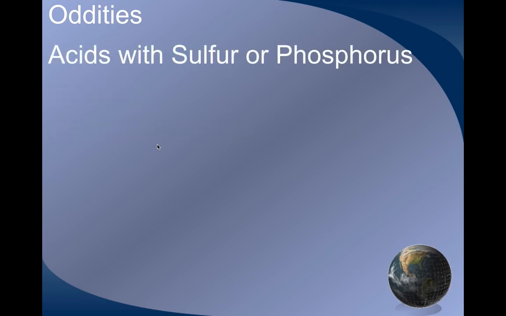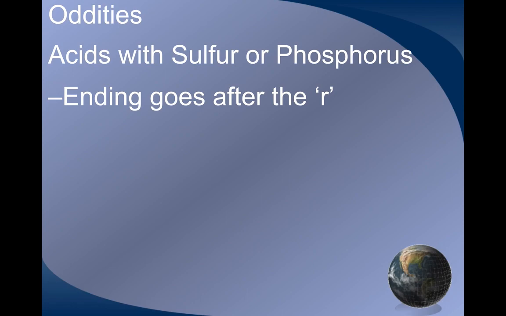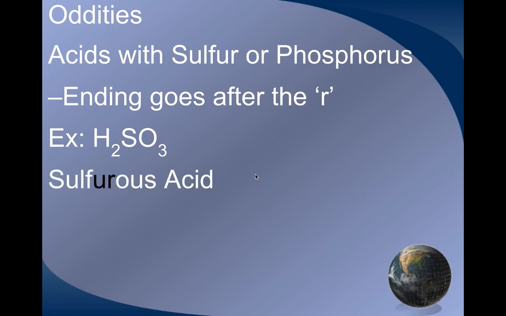Acids with sulfur or phosphorus. These guys, instead of replacing the ending, we put it after the R. So for example, H2SO3. You know it's an acid because it starts with H, then 3 capital letters, so it's an acid with a polyatomic ion. Now look up SO3, that's sulfite. Remember, ite goes to OUS, but sulfurous acid sounds weird. So we put the ending after the R, sulfurous acid. Just sounds better. That's the way they do it.